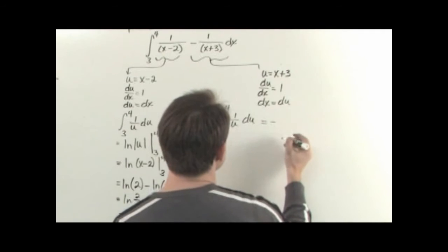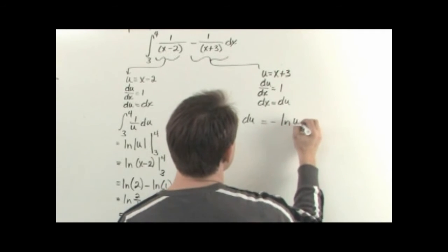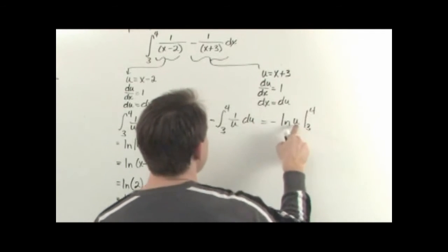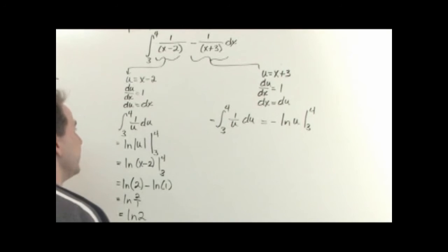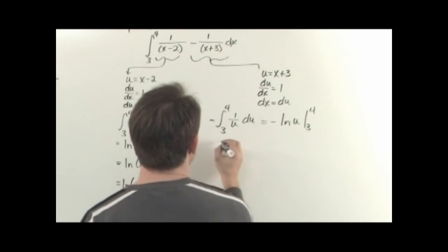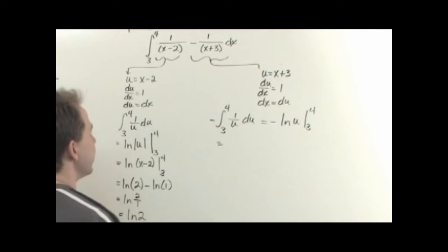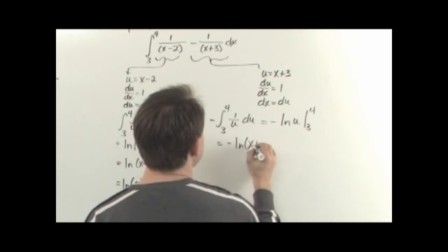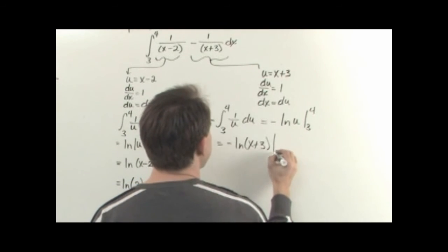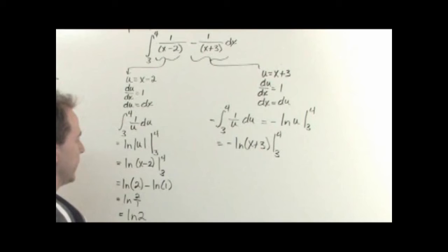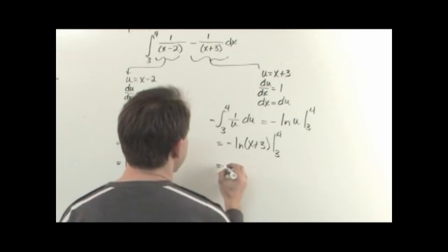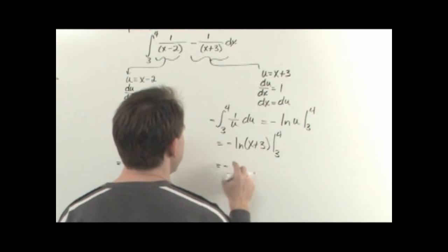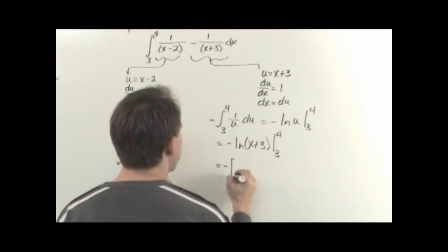So it's going to be negative natural log of u from 3 to 4. But again, that is in terms of u, and my limits are in terms of x. So before I do any evaluation, I need to go back and substitute in what I know u is. Negative natural log of x plus 3 evaluated at 3 up to 4. Okay? And then it's going to be the same old story, negative. I'm going to go ahead and keep that negative here outside for right now.